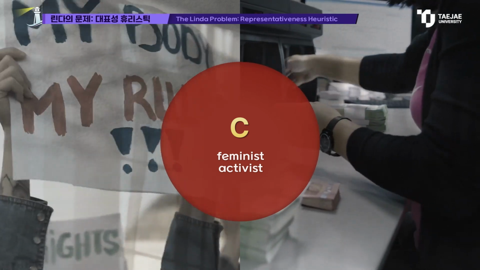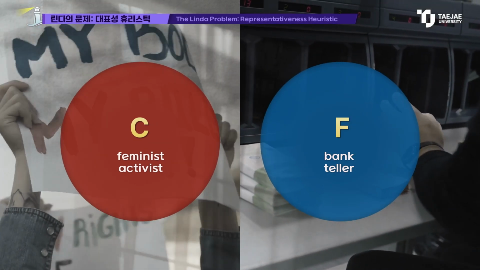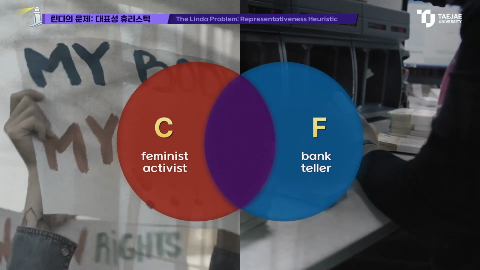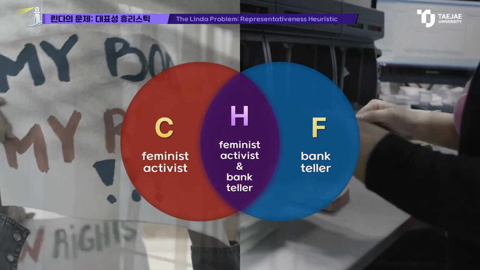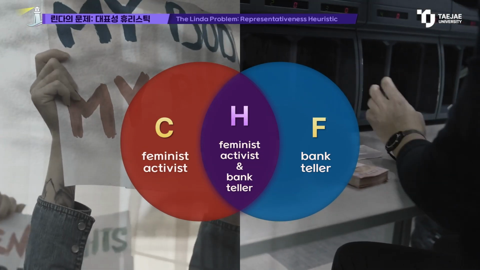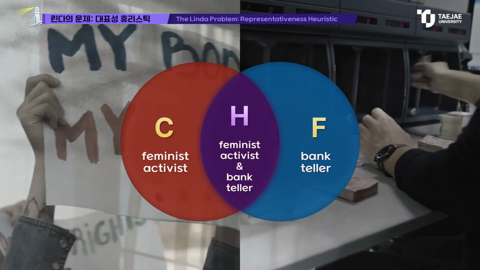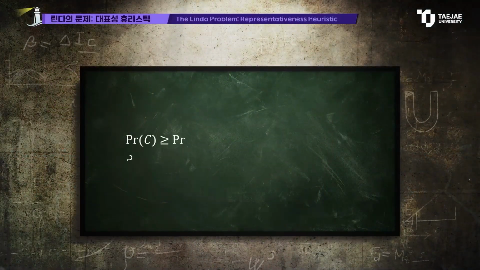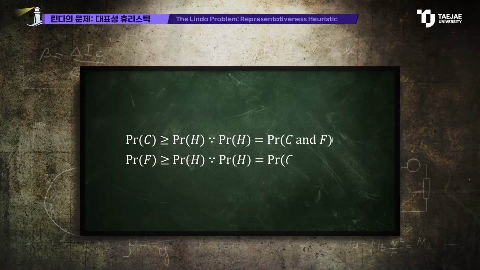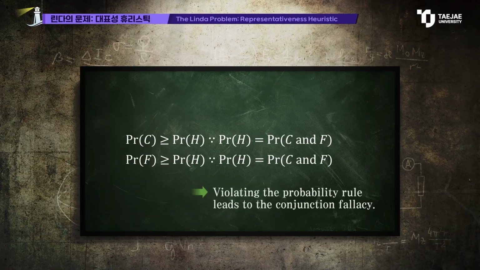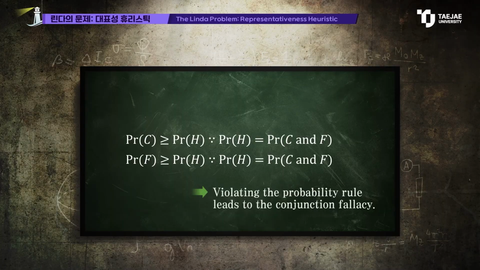According to probability theory, the likelihood of Linda being a feminist activist, C, or a bank teller, F, must each be equal to or greater than the likelihood that she is both a bank teller and a feminist activist, H. In probability terms, it looks like this. If your rankings violated this rule, you've just committed what's called a conjunction fallacy.